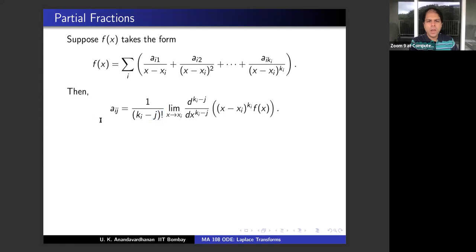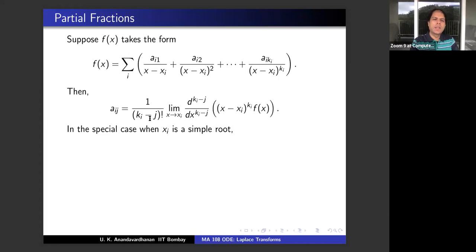So this is just from the Taylor expansion, right? If ki was 1, it will be ai1 by x minus xi. If you multiply by x minus xi, you will get ai1. And then no need to take a derivative. If you take the limit as x going to xi, it's a constant ai1, you have got the coefficient. If this term is there, then you will have to take derivative once. You can just take a simple example and see. So this formula you can use. Make sure that in Taylor expansion these coefficients will have this factorial, so you'll have to do it appropriately.